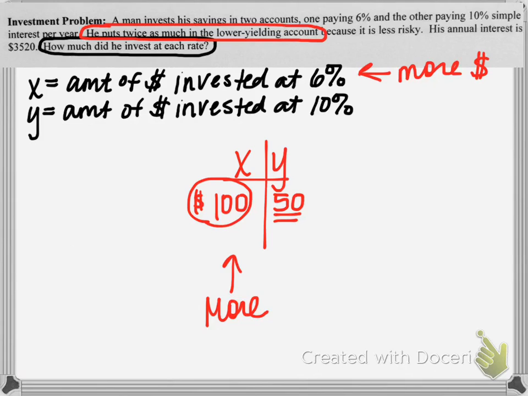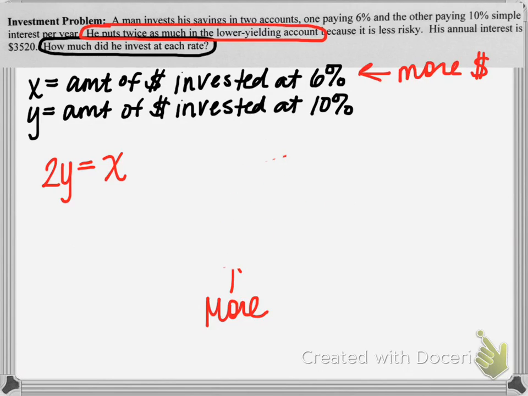And just thinking about my numerical values here in the table, if I want $100 for X and I want $50 for Y, then what I'm really doing is taking the Y value and multiplying it by 2, and that gives me my X value, and that'll give me a larger X value. So it'd be 2 times Y is equal to X. So that's the first equation, and that's the equation that represents the relationship that I have circled in red. He puts twice as much money in the lower yielding account.